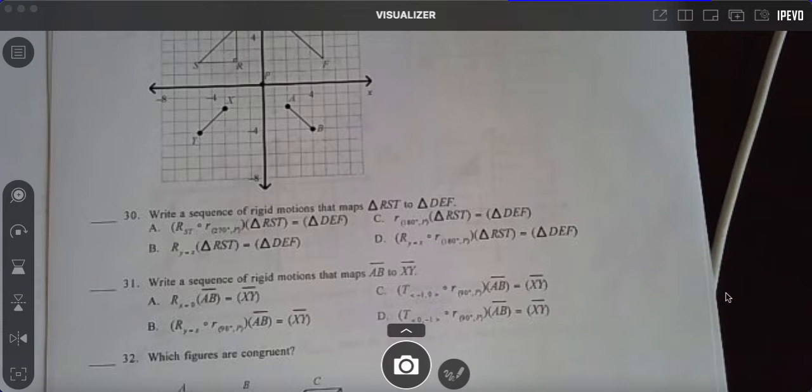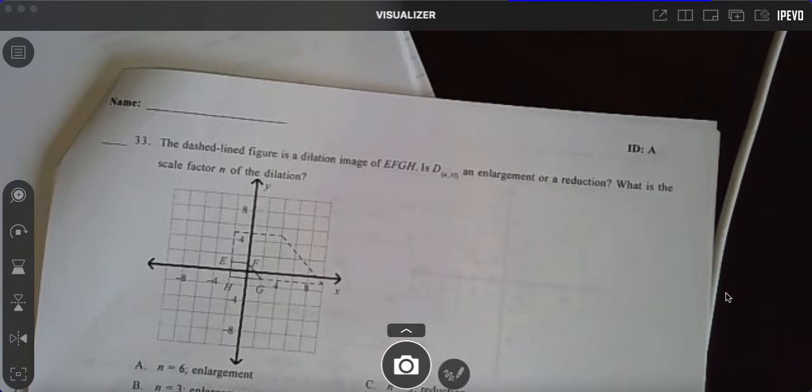Okay, look at number 32. Super easy. Which ones are congruent? Which ones look the same? B and D, and E and F. So number 32, you get C. Right? Can y'all tell that A and C are not congruent because they're not the same size? Yeah. There you go.